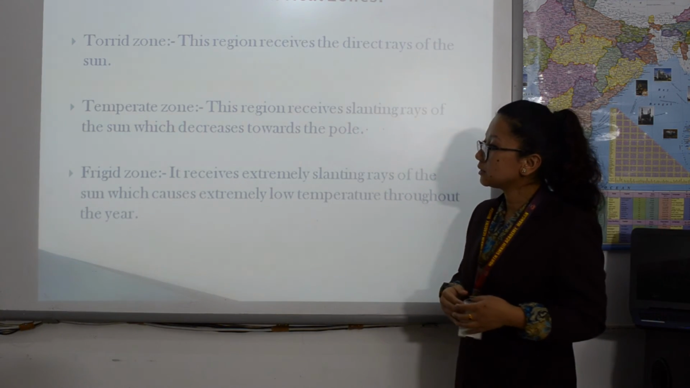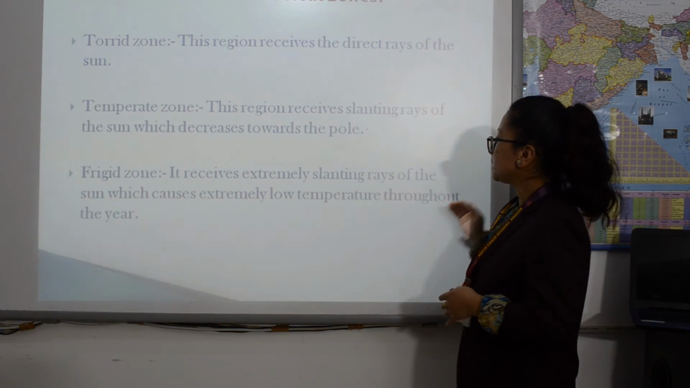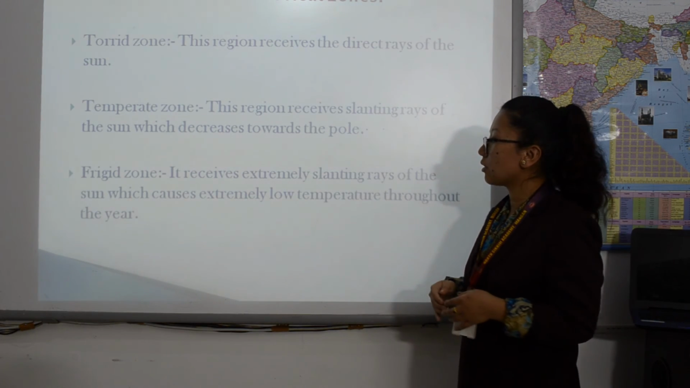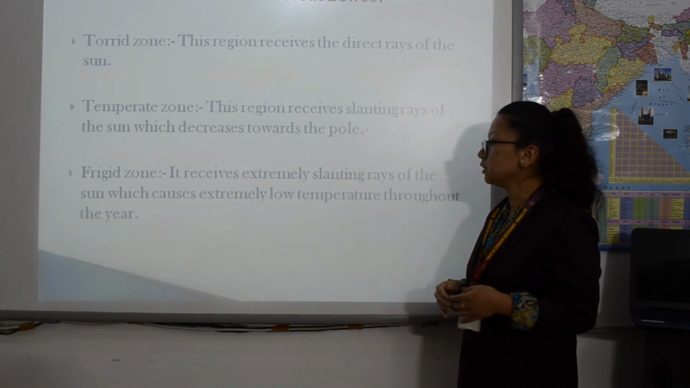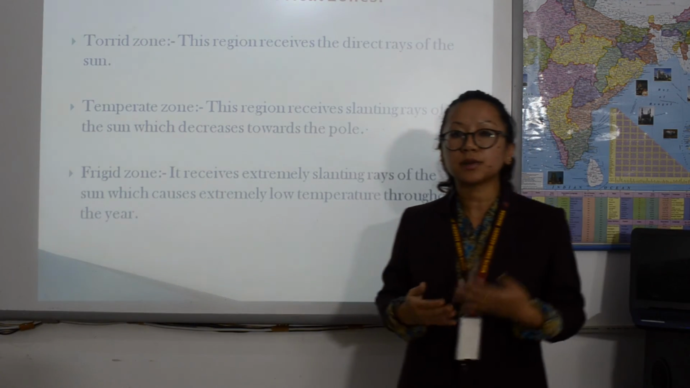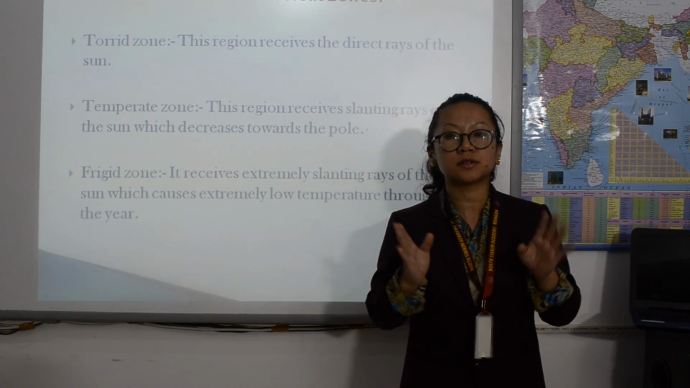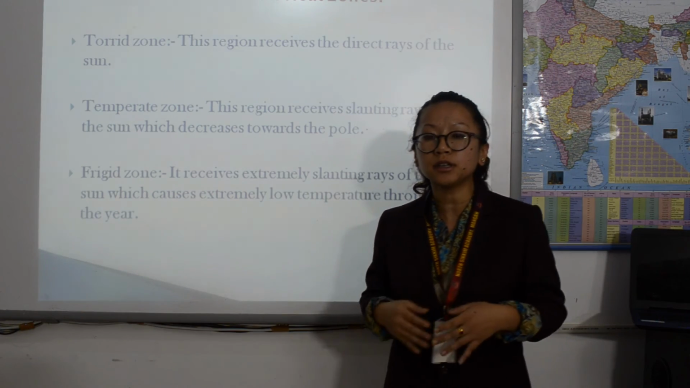Next is the frigid zone. It receives extremely slanting rays of the sun which causes extremely low temperature throughout the year. That is why these regions get extreme snowfall and are very cold.